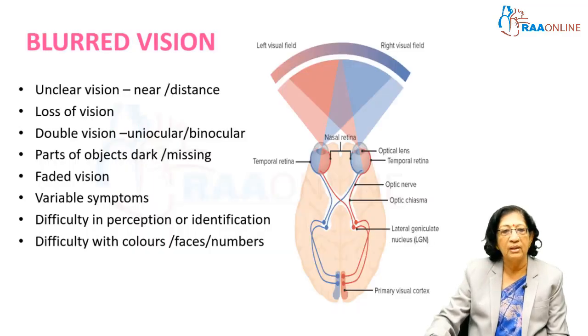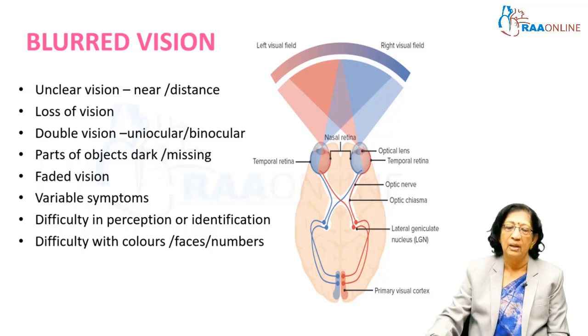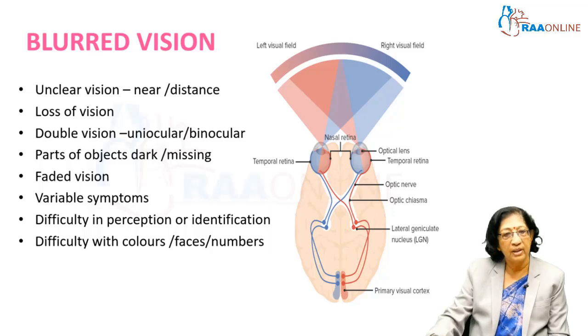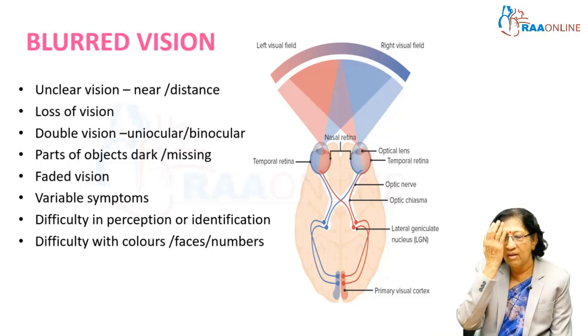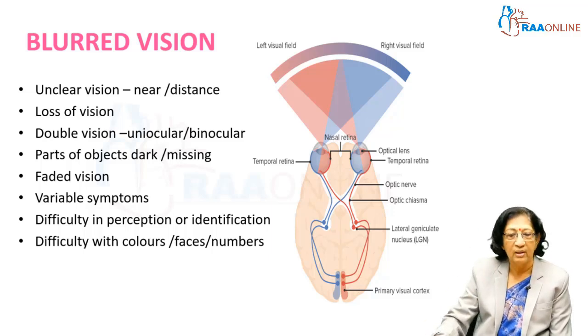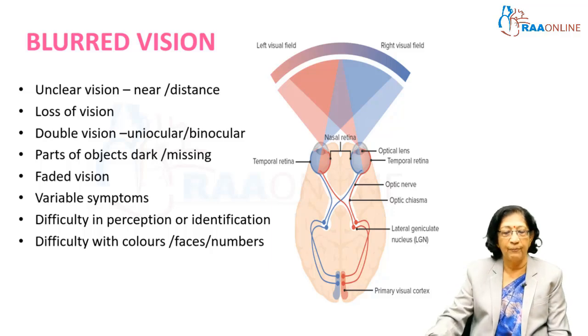Blurred vision can occur even when you have some disorders in the cornea, where the cornea becomes opaque. The loss of vision can be either partial or complete. We will deal with it later. One can also have binocular diplopia or uniocular diplopia. Binocular diplopia is diplopia when looking with both eyes, and when I cover one eye the diplopia goes away. Uniocular diplopia is when even with one eye I may have diplopia. The causes are very different.